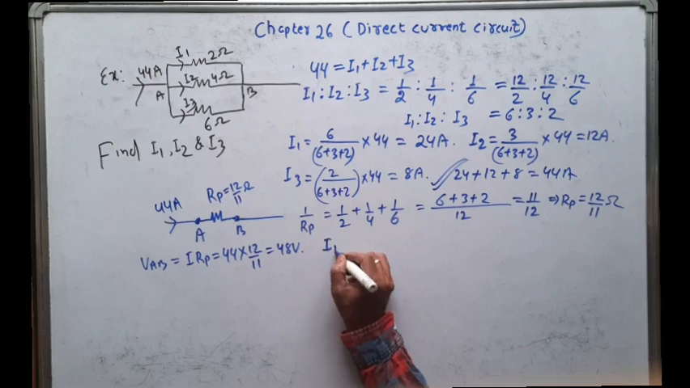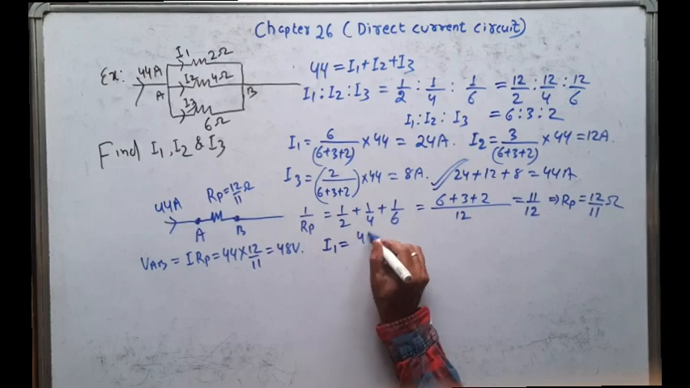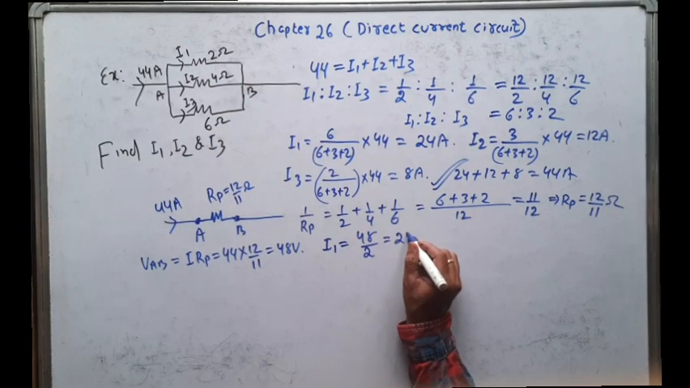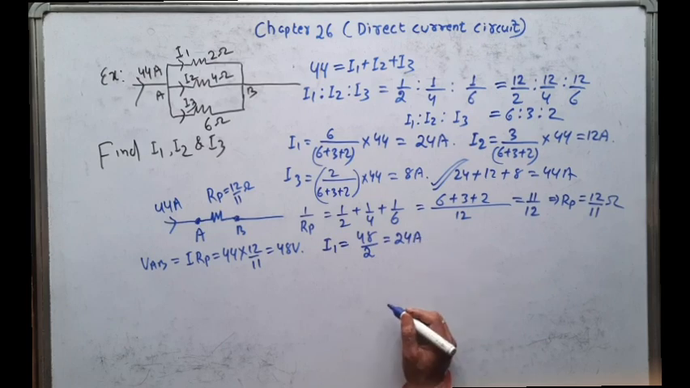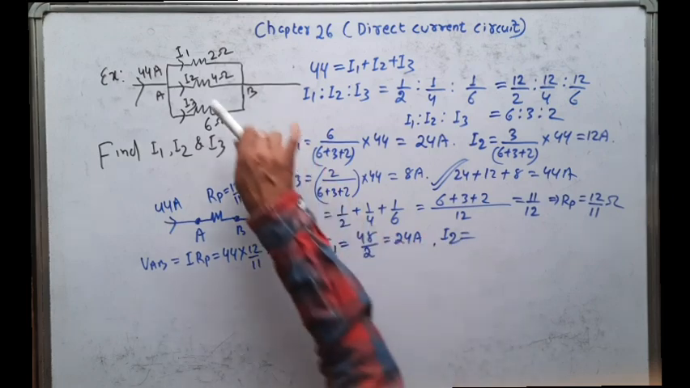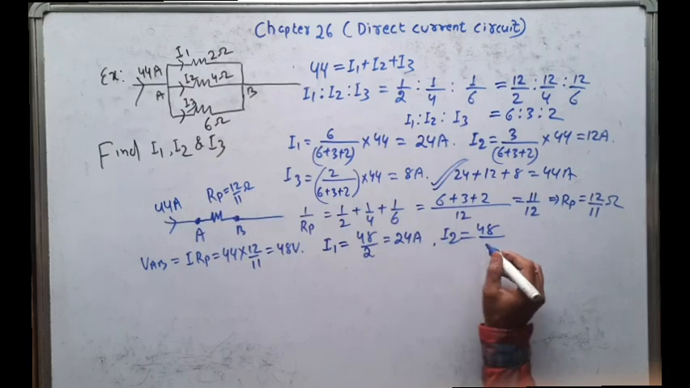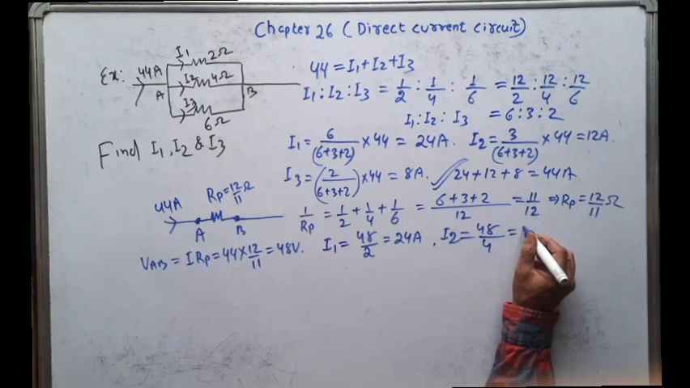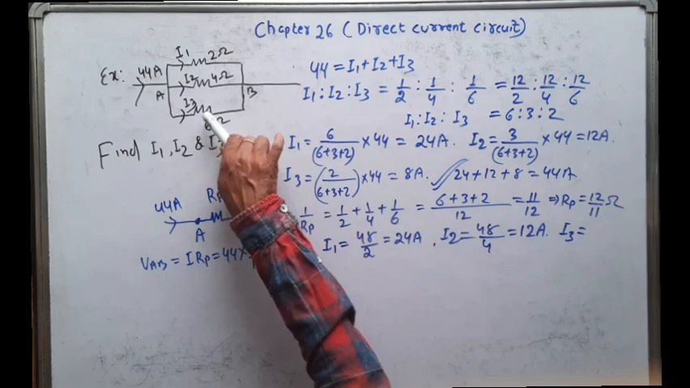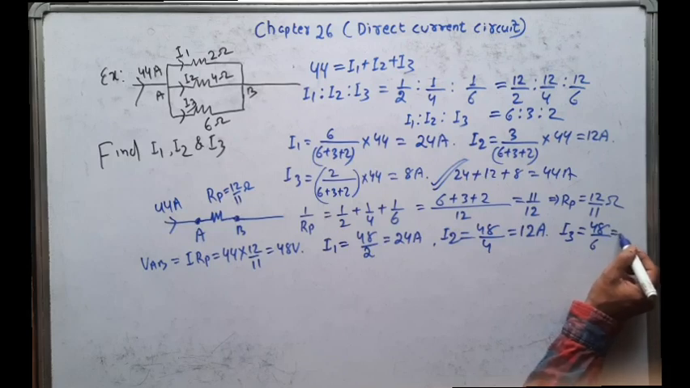So I can write what is I1. I1 is the voltage across this, that is equal to 48 volt divided by R1. R1 is equal to 2 ohm, which is equal to 24 ampere. So this is your I1. Similarly, what is I2? I2 is the voltage across this, that is 48 volt divided by this resistance 4, so that is equal to 12 ampere. Similarly, what is I3? I3 is equal to voltage across this, that is 48 divided by 6, that is 8.